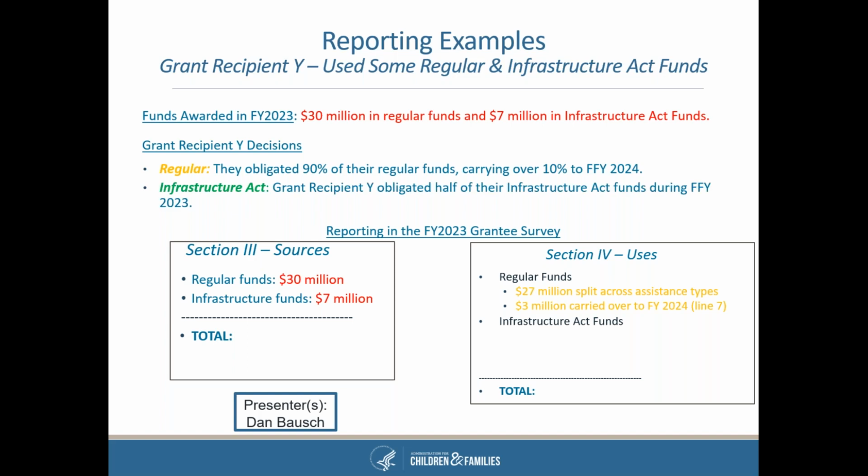Then for infrastructure funds, let's say they obligated half of their infrastructure funds during federal fiscal year 2023. So they would report half split across those categories, the other half on the carryover line. And again, when we add them all up in Section 3, the total is 37 that they were awarded, and the total uses is 37 million split across those categories. So you want to look closely at the sums for Section 3 and Section 4, and if there is a difference between them, you'll want to double check everything and maybe add a note that helps explain that.